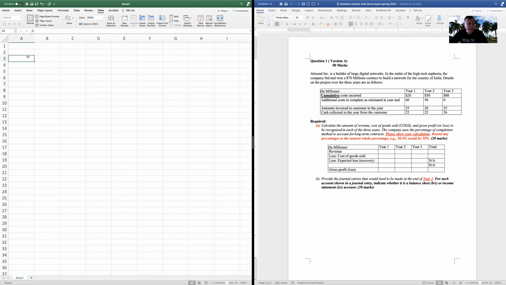Just to start, in this question, the Almond company is a builder of large digital networks. In the midst of the high-tech technology euphoria, the company bid and won a $70 million contract to build a network for the country of India. Details on the project over the 3 years are as follows. You can see that the numbers are in millions. There are 3 years. So here, the cumulative cost.